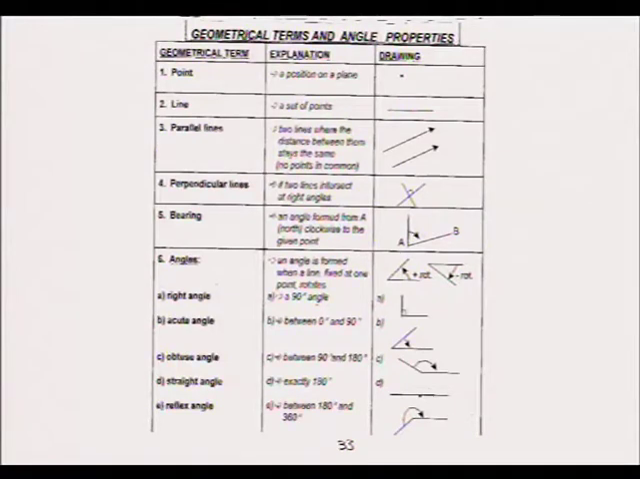Geometrical terms and angle properties. We know what the point is, a line. There you see the parallel lines, the perpendiculars, bearings, starting from north clockwise. The different angles. Learn your angles. It's in the exam papers most of the time. It might also be in your assignment. Learn it, study this: the right angle, acute angle, obtuse angle, straight angle, straight line, and reflex angle. And you must know how to spell those angles as well.